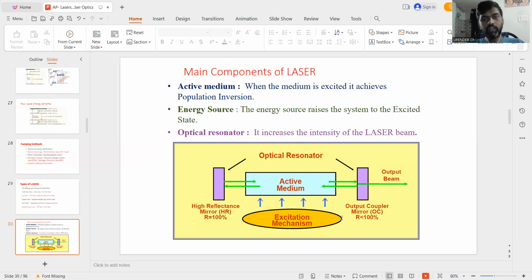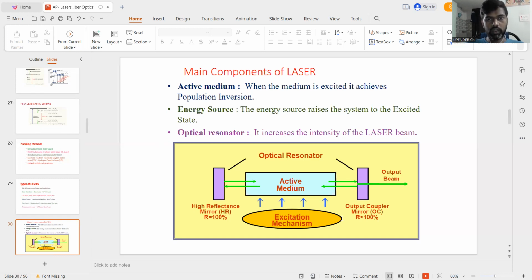Next one is the main components of lasers. What are the main components of lasers here? The first one is the active medium, then the energy source, and the optical resonator. What is the active medium? When the medium is excited, it achieves population inversion. The active medium is the medium where all the laser transitions take place, like absorption transition, stimulated emission transition, and spontaneous emission process. It is where the lasing action takes place, population inversion is achieved, and all the processes take place inside the active medium only.